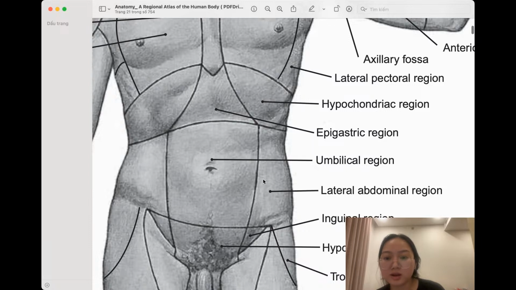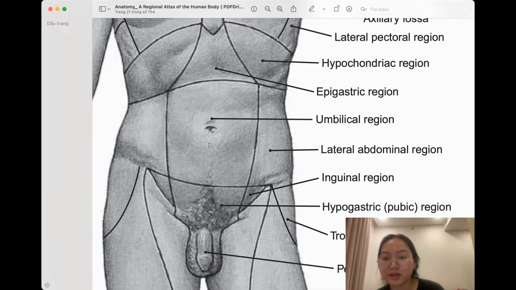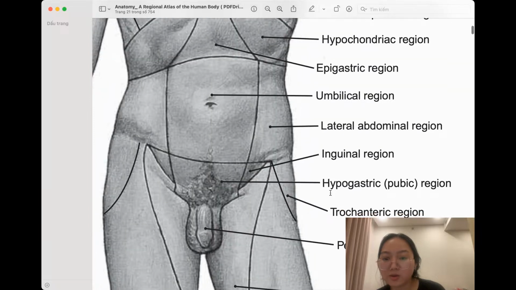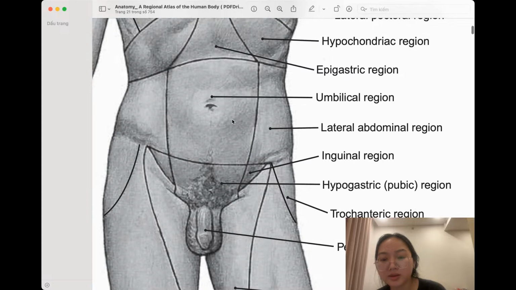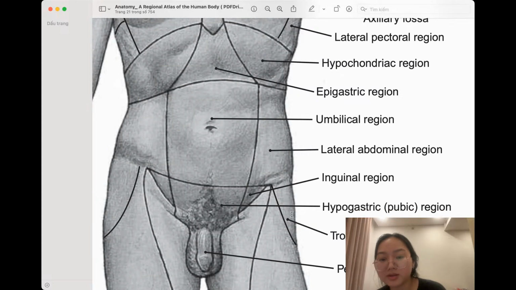We also have the epigastric region, the umbilical region here, and this one is the lateral abdominal region. Here we also call this one the inguinal region, right? Inguinal. What does that mean? It's like the groin, the region between the upper part and the lower part of the body, so it's the line between the femur and the trunk. So we call this the inguinal region.